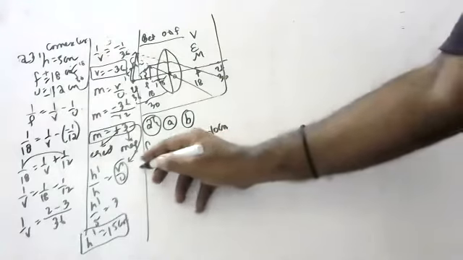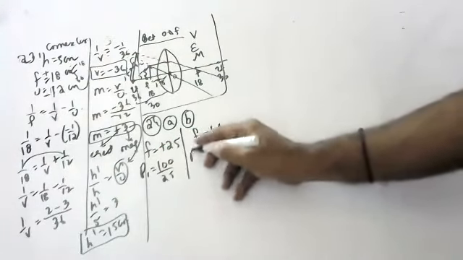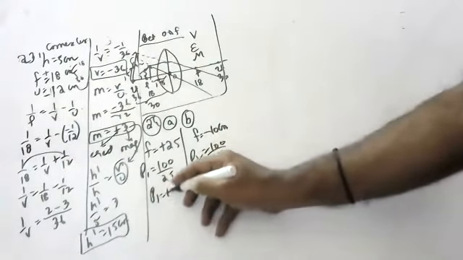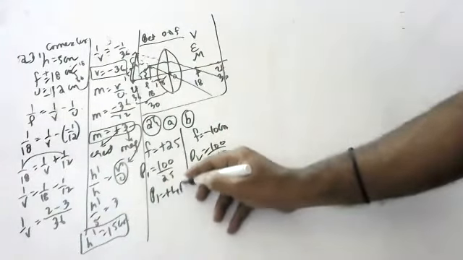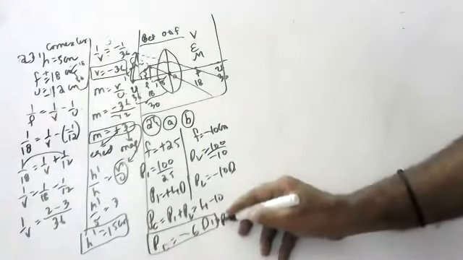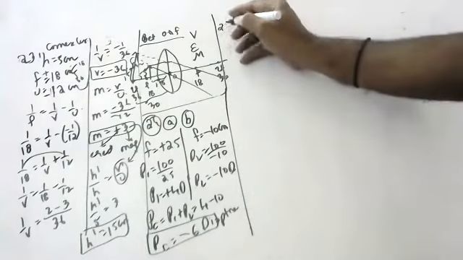First, this is P1, 100 by 25. This is P2, 100 by minus 10. P1 is plus 4 diopters. P2 is minus 10 diopters. What is the power of combination, children? Plus 4 minus 10 is minus 6 diopters. If you can't write D properly, write diopters, children. Power of combination is minus 6 diopters.